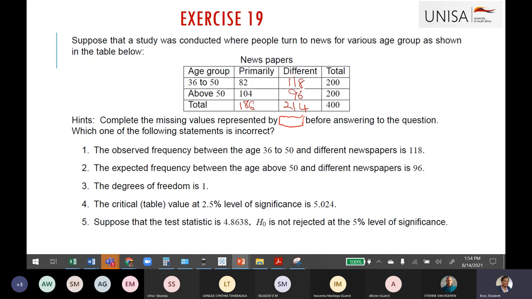And 118. Okay. The observed frequency for 36 and 50, and newspaper different, it's 118. That's correct. The expected frequency of above 50 and newspaper different, at this point, will be 200 times 214 divided by 400. 200 times 214 divided by 400 is equal to 107.